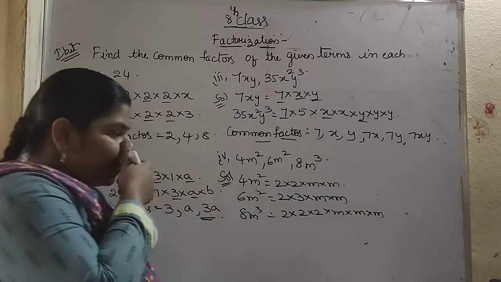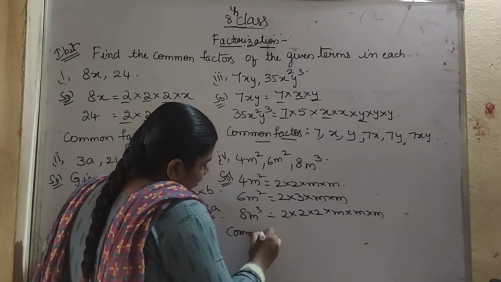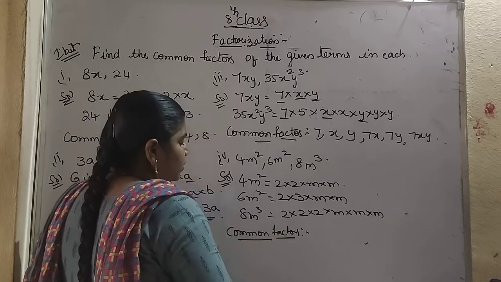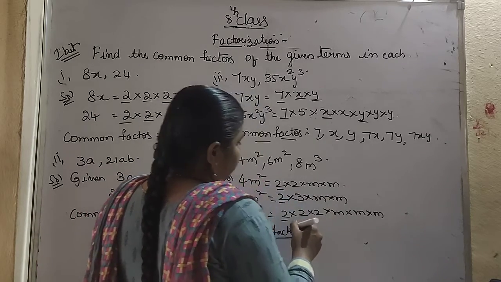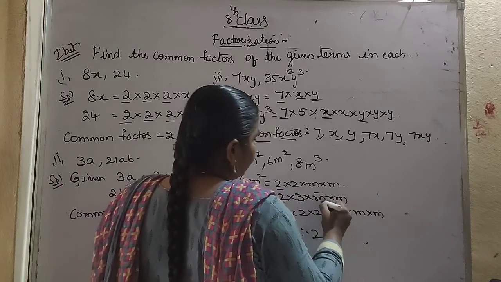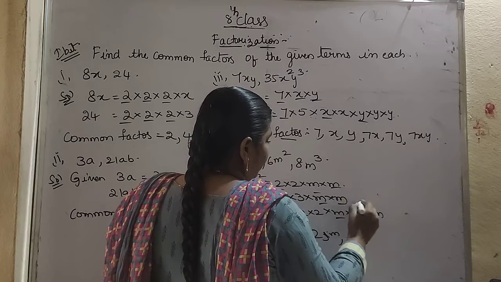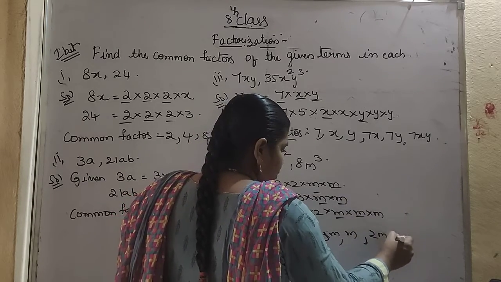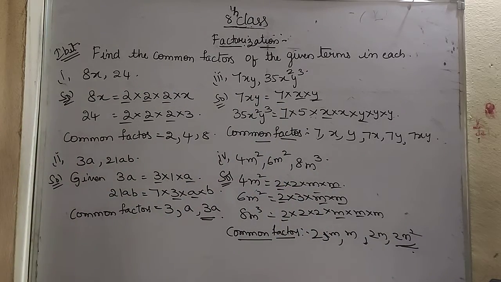So now these are the factors of the given terms. Now we have to take out the common factors. What are the common factors here? 2 is a common factor, and next is m, and one more m. So we can take it as 2m square. So these are the factors of the fourth question.